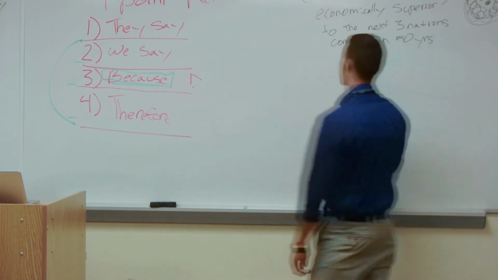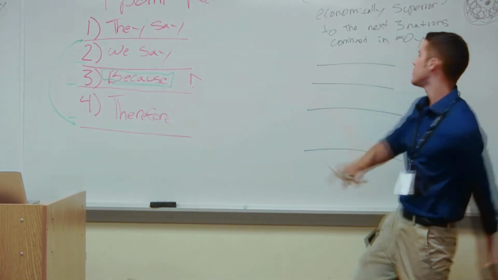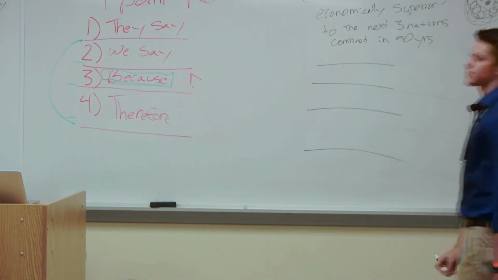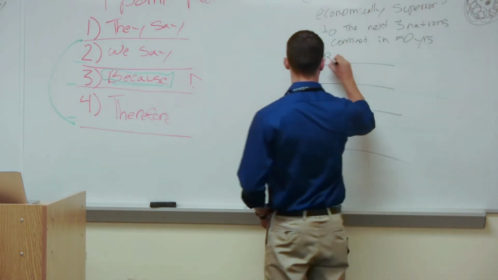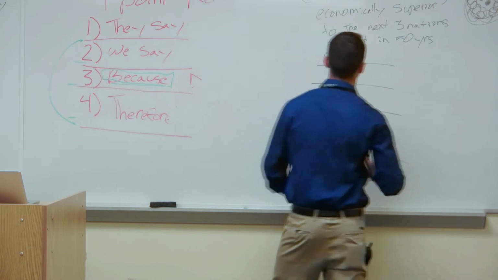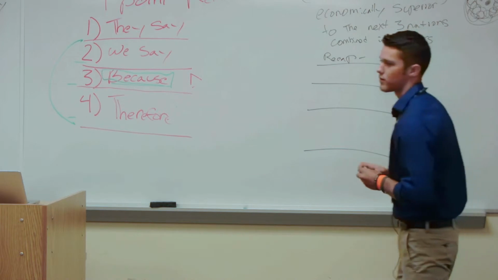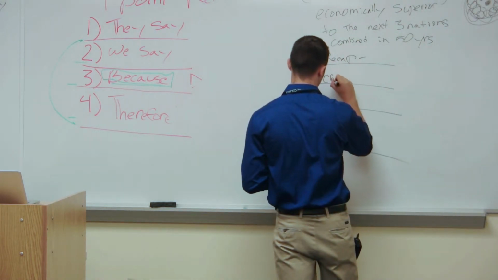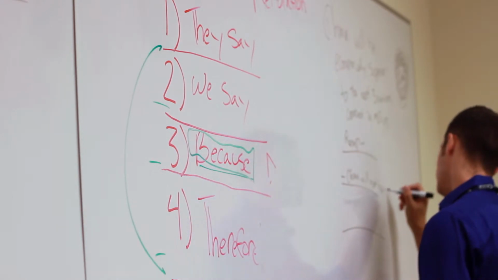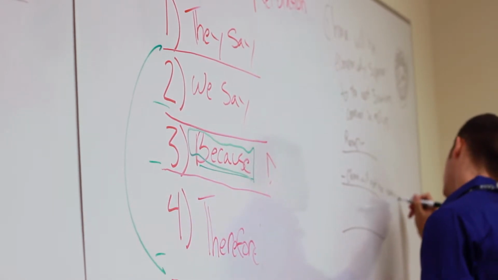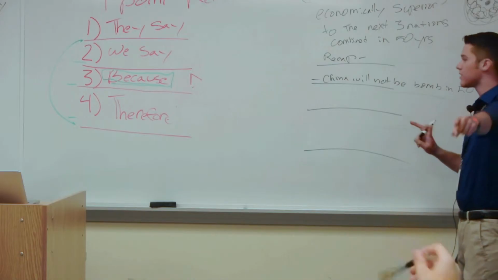So using 4-point refutation, let's start with you. What would you say for number 1? Yes. I would recap, right? Okay. China will be superior to the next 3 nations in 50 years. Right. Okay. What would you say for number 2? Okay, that's good. Straight up claim. China will not be bomb in 50 years. All right. So who wants to take the because?